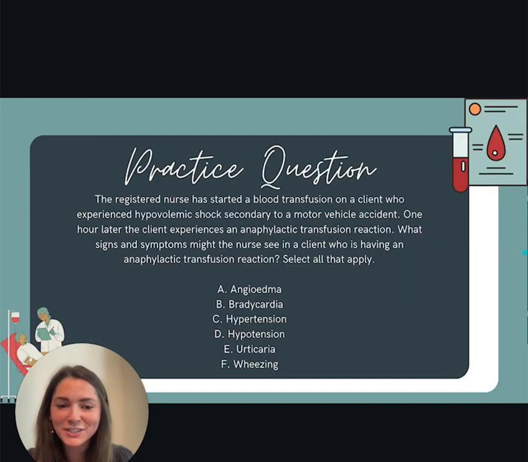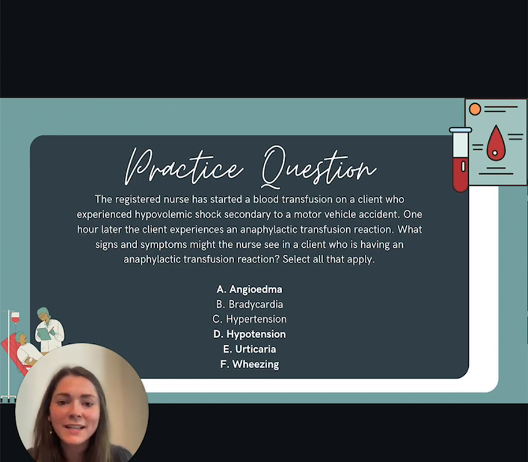Okay, let's pause here and do everyone's favorite, a select all that apply question. The registered nurse has started a blood transfusion on a client who experienced hypovolemic shock secondary to a motor vehicle accident. 1 hour later, the client experiences an anaphylactic transfusion reaction. What signs and symptoms might the nurse see in a client who is having an anaphylactic transfusion reaction? Select all that apply. And if you need a minute, you can absolutely pause this video. If you selected A, D, E, and F, you would be correct.